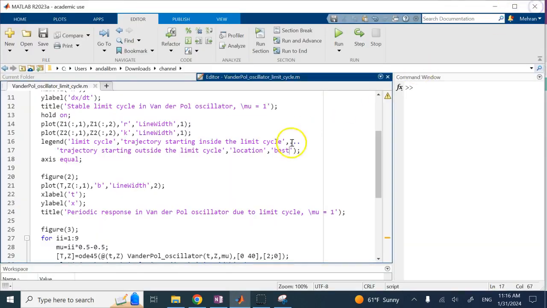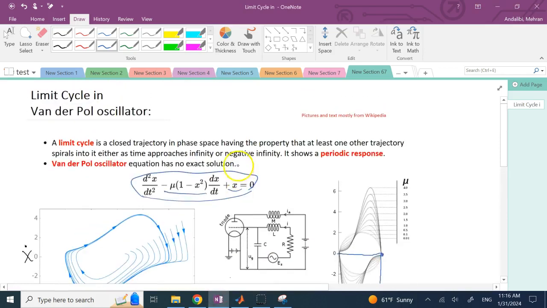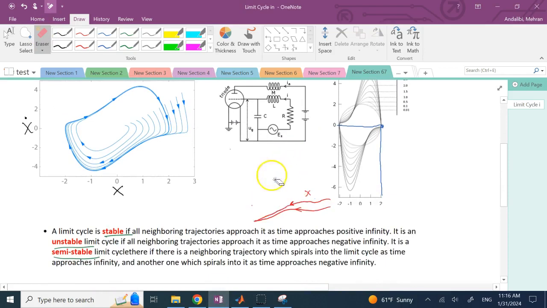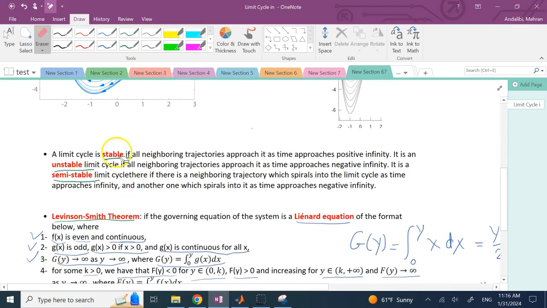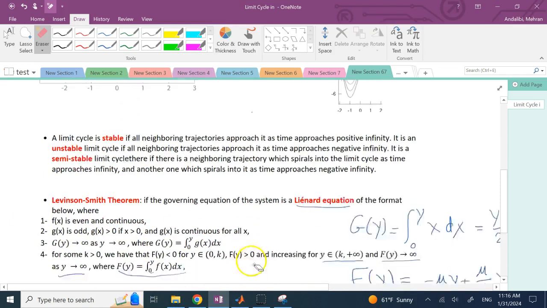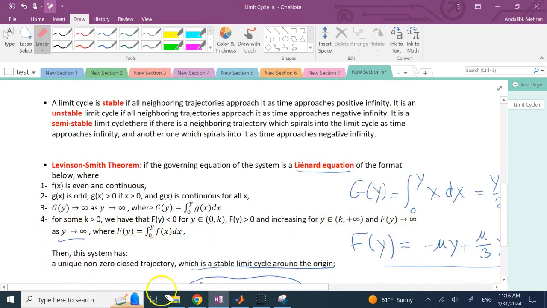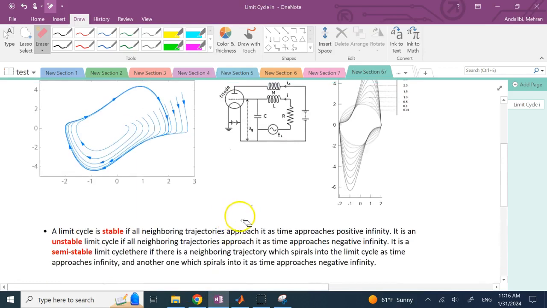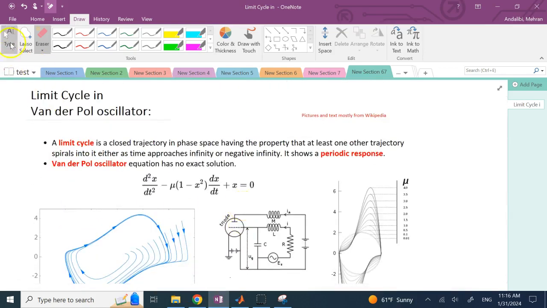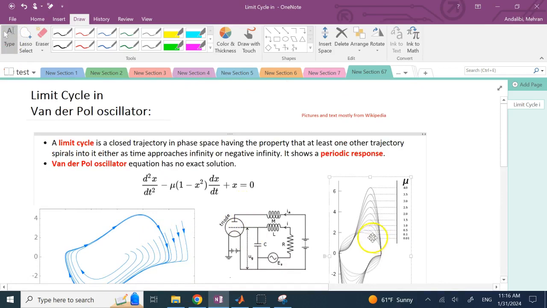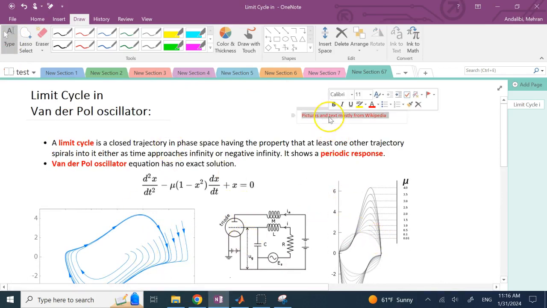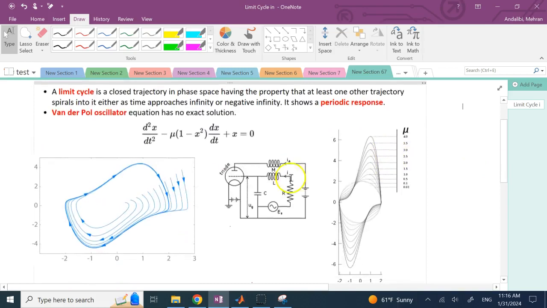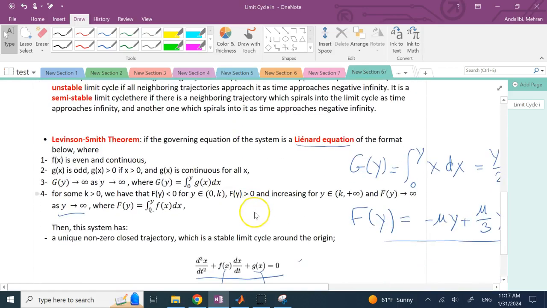So hopefully you learned a little bit about this phenomenon, this stable periodic response of some nonlinear systems, and this van der Pol oscillator is not the only system that shows a limit cycle. There are many nonlinear systems that have a similar response, so I just wanted you to know about it. This picture, this one, and most of this text, as I mentioned over here, are from Wikipedia, although I could regenerate them in MATLAB for you.